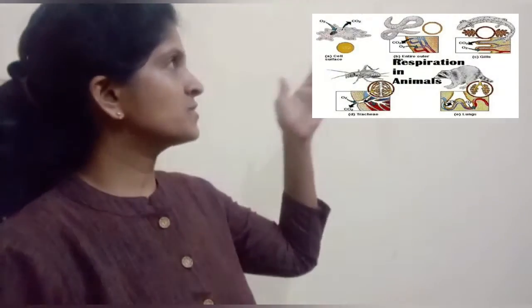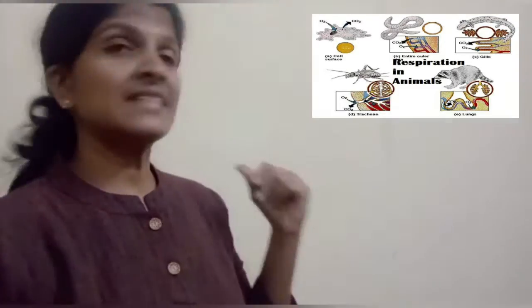Respiratory system in animals. Animals breathe in many ways. The first is through skin, then through air holes, through gills, and through lungs. First, let's see about breathing through skin. In animals such as earthworms and leeches, the exchange of gases takes place through their skin.